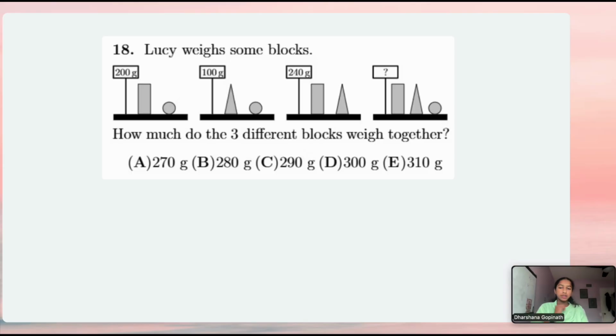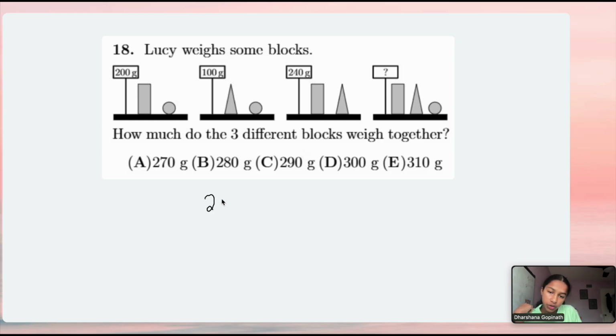Lucy weighs some blocks. How much do each of the 3 different blocks weigh together? So let's take a look at these scales. If we add these first 3 scales, then we get each of the blocks twice. And so if we divide whatever we get by 2, then we should get what they all weigh together.